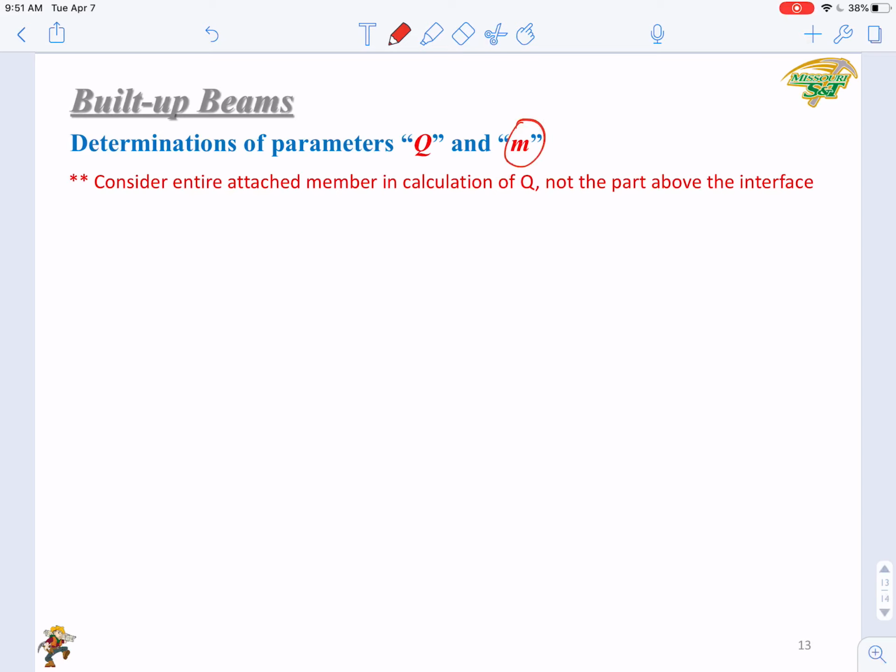So we have seen that if you have such a built-up beam, there are 2 pieces connected by one bolt. So obviously the M equals 1. Right? Then how about if you have 2 components connected with 2 sets of bolts, 2 rows of bolts? Then M equals what? 2, right?